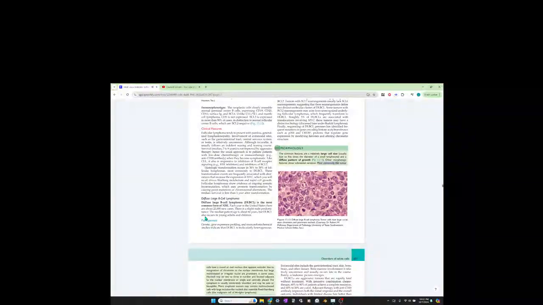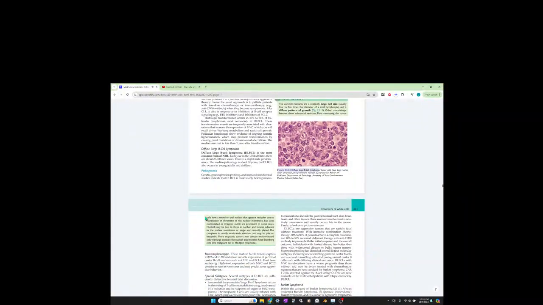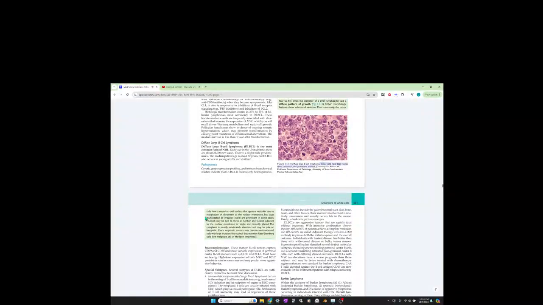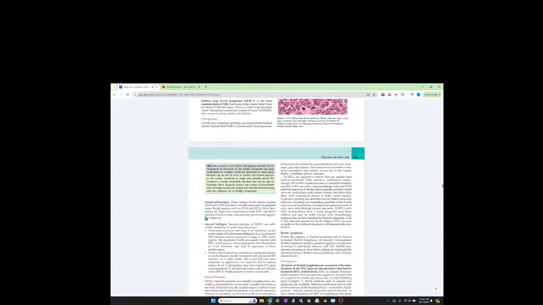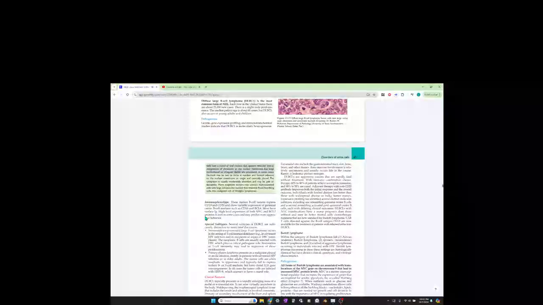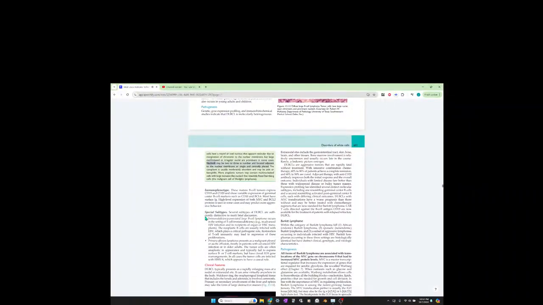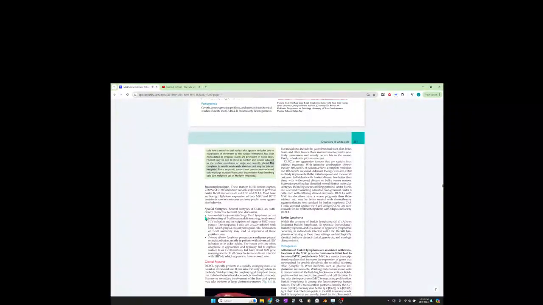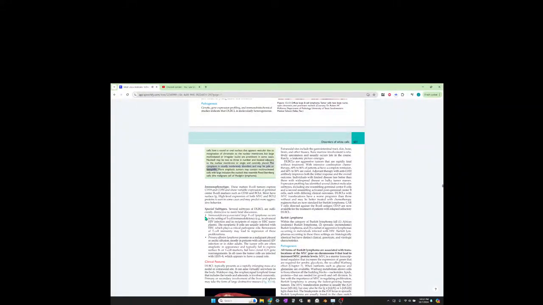Figure 13.1.3, diffuse large B-cell lymphoma. Tumor cells have large nuclei, open chromatin, and prominent nucleoli. Cells have a round or oval nucleus that appears vesicular due to margination of chromatin to the nuclear membrane, but large multilobated or irregular nuclei are prominent in some cases. Nucleoli may be 2 to 3 in number and located adjacent to the nuclear membrane, or single and centrally placed. The cytoplasm is usually moderately abundant and may be pale or basophilic.